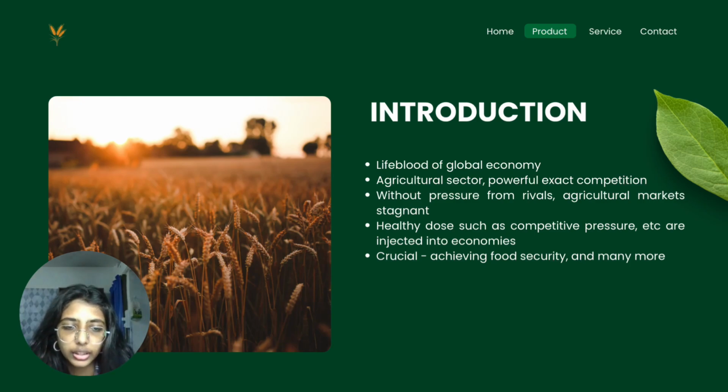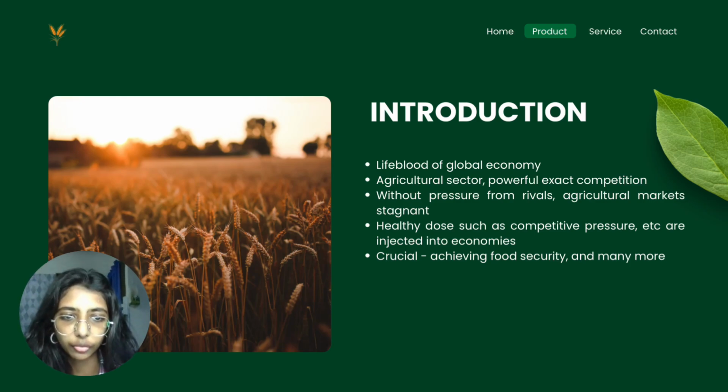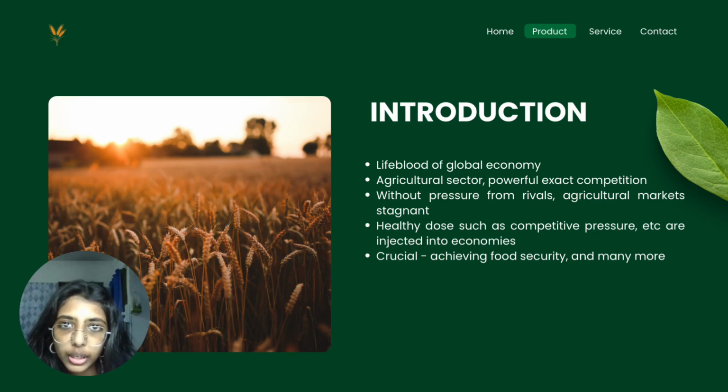International trade is often described as the lifeblood of the global economy, but its role extends far beyond mere exchange. In the agricultural sector, it acts as a powerful engine for competition, breaking down domestic monopolies, driving innovation, and ultimately benefiting both producers and consumers.